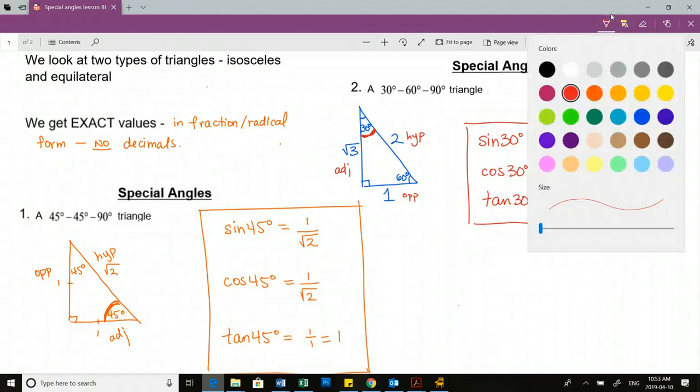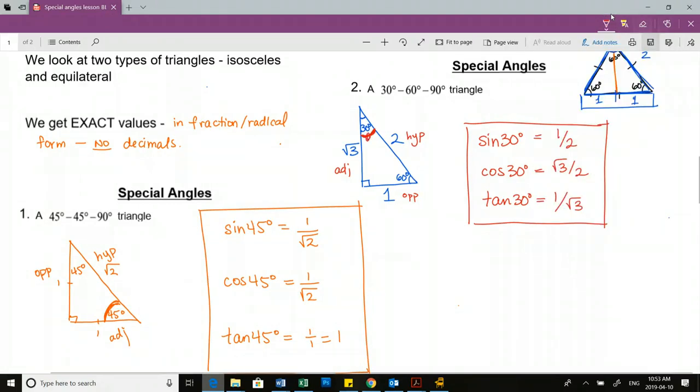Okay, and then my last one is going to be all the 60s. So I'm going to switch my reference angle from 30 to 60. And if I switch my reference angle, the labels on the opposite and adjacent sides also must change. So if I switch my reference angle to this, what is opposite to my reference angle now? The root 3 part, right? This is now opposite, and this is now adjacent. Hypotenuse doesn't change because it's across from the 90. So let's set up sine of 60, cos of 60, and tan of 60.